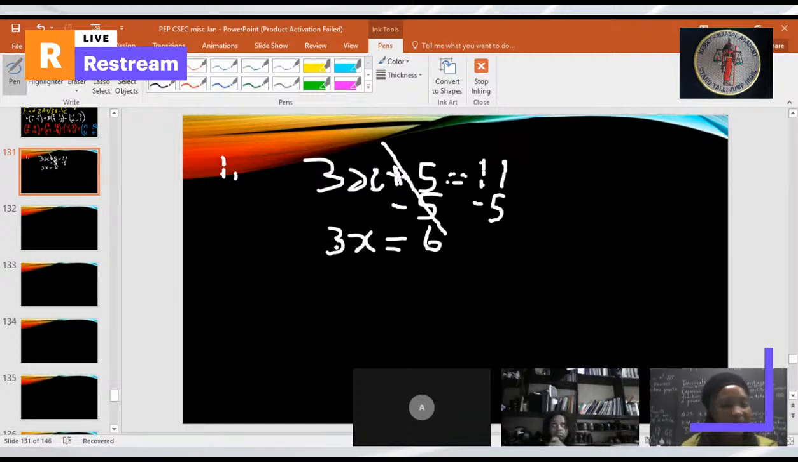So here we're multiplying 3 and x, so we need to divide by 3, and that will cancel out the 3, and we need to do the same on this side. So what we're left with is x is equal to 6 divided by 3, which is 2. So x is equal to 2.